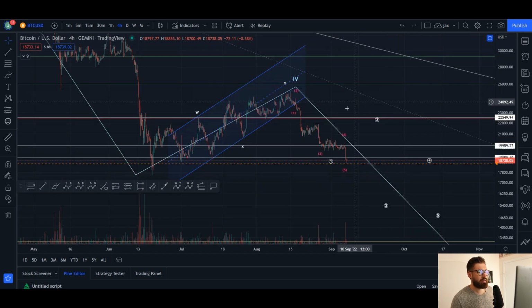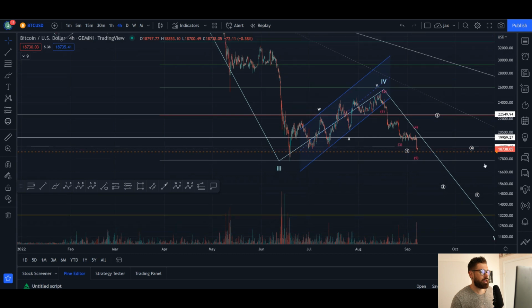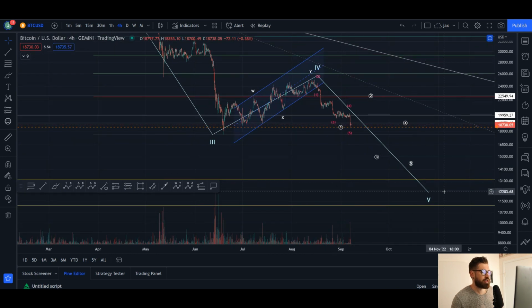The bearish wave count that we're looking at is we've gone through a WXY, and we've put in a wave 4 pullback, and we're going to see one more wave down in a wave 5 that could potentially bring you down to about 10 to 13k.